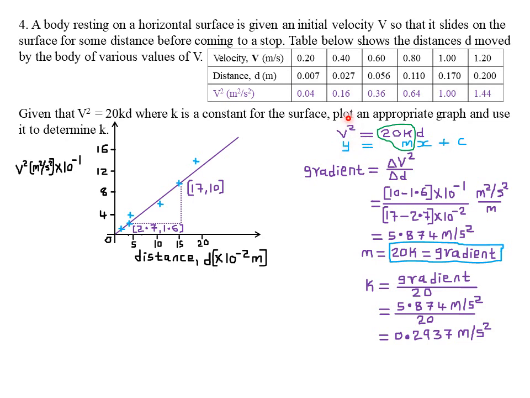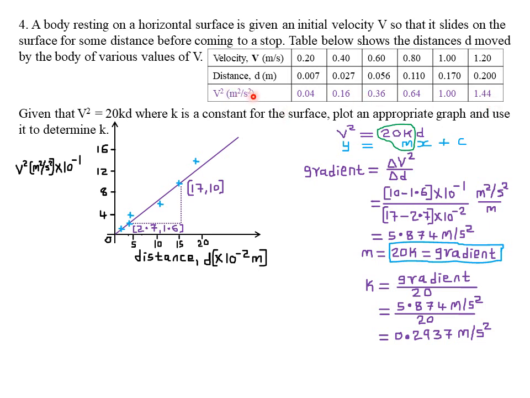What corresponds to our y is v squared. Therefore, we introduce another row for v squared by just squaring the values in the row having v. So 0.20 squared, you'll get 0.04. 0.40 squared, you'll get 0.16. 0.60 squared, you'll obtain 0.36. 0.80 squared, you'll obtain 0.64. 1.00 squared, you'll obtain 1. 1.20 squared, you'll obtain 1.44.